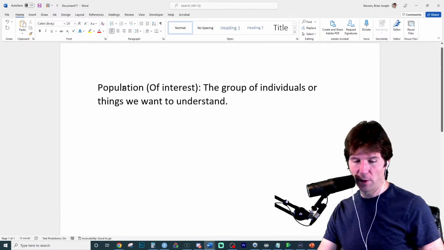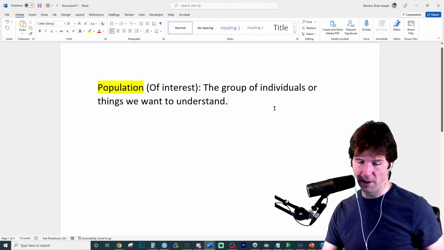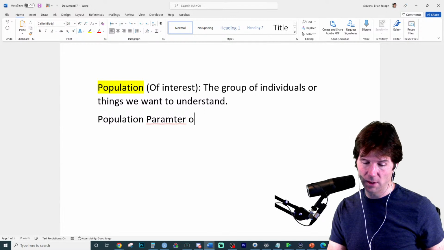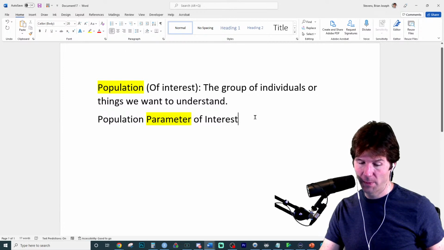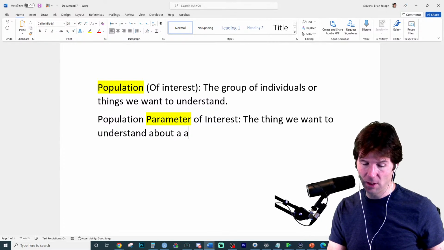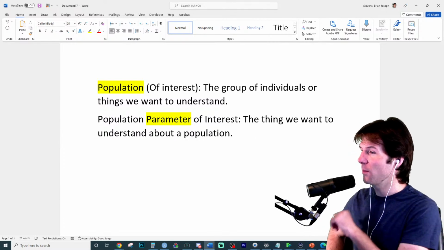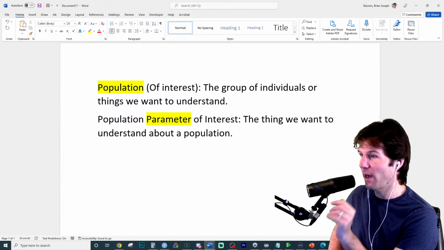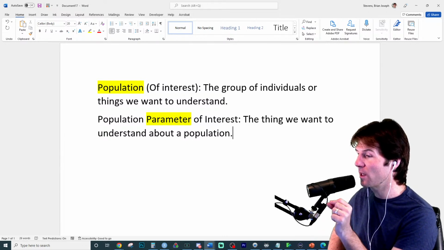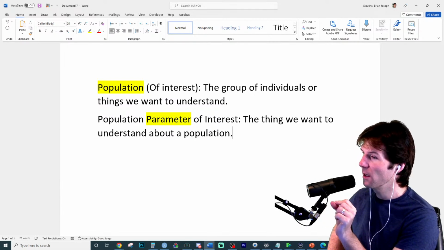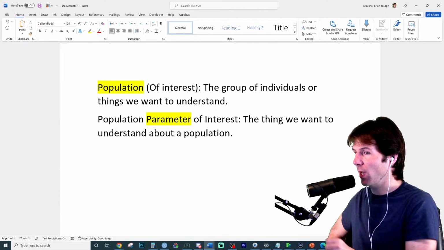Now, parameter's a weird word. Sometimes they say population parameter of interest, but the only word that matters here is parameter. And this would be the thing we want to understand about a population. So this could be like, let's say the average age, the average weight, like what do we want to understand? What is the fastest person in the population? There's so many different things we could understand, but that's what we want to measure. We want to understand it. Now I say measure because we will measure the population.